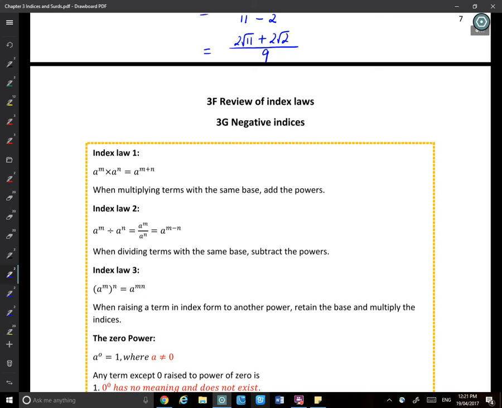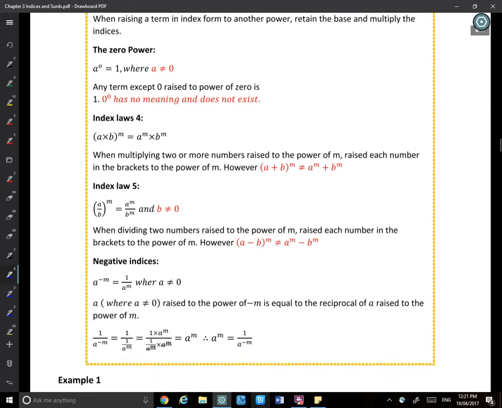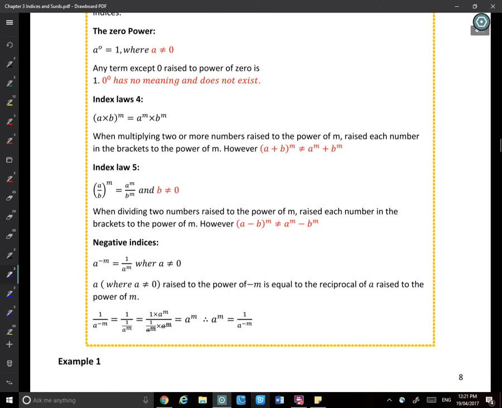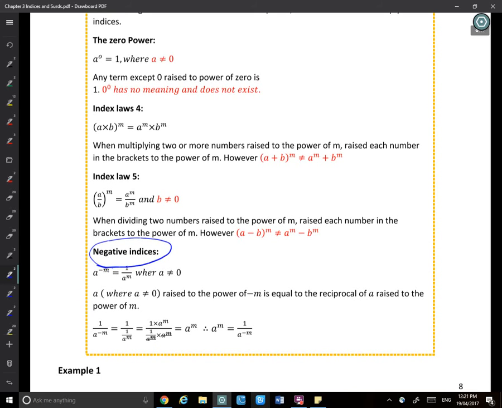Do you remember we learned 3f last year? All the index laws? We learned that before, so I'm not going to go through all of that, but I will go through negative indices with you carefully this year, because I remember last year the test was terrible. No one understood what the negative indices are. So I will go through the negative indices with you carefully this year.